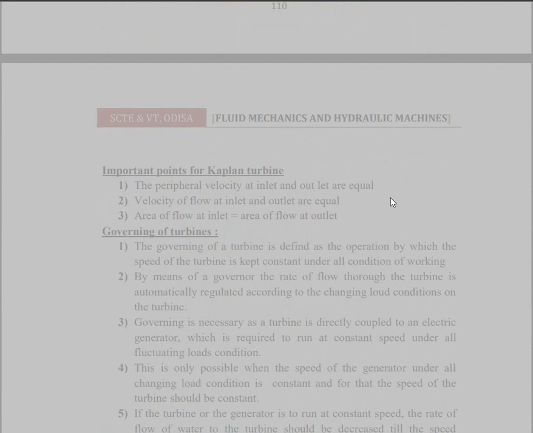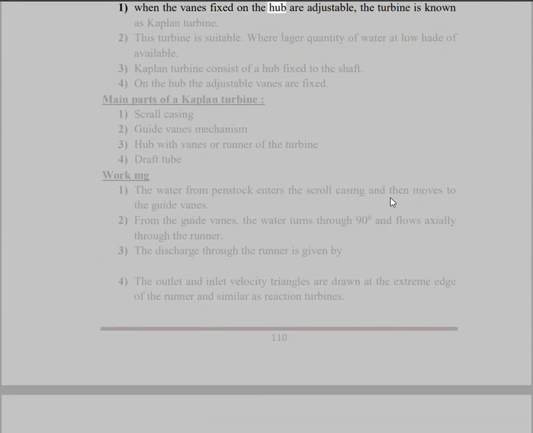1. When the vanes fixed on the hub are adjustable, the turbine is known as a Kaplan turbine. 2. This turbine is suitable where a larger quantity of water at low height is available. 3. A Kaplan turbine consists of a hub fixed to the shaft. 4. On the hub the adjustable vanes are fixed.